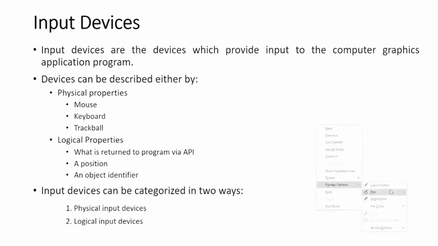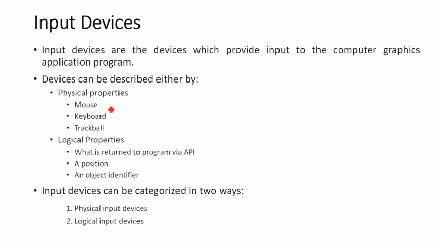One is called physical property. Physical property is what the type of the device is. Is it a mouse? Is it a keyboard? Is it a trackball? It depends on the physical aspects of the device. Okay. The other thing is the logical property.